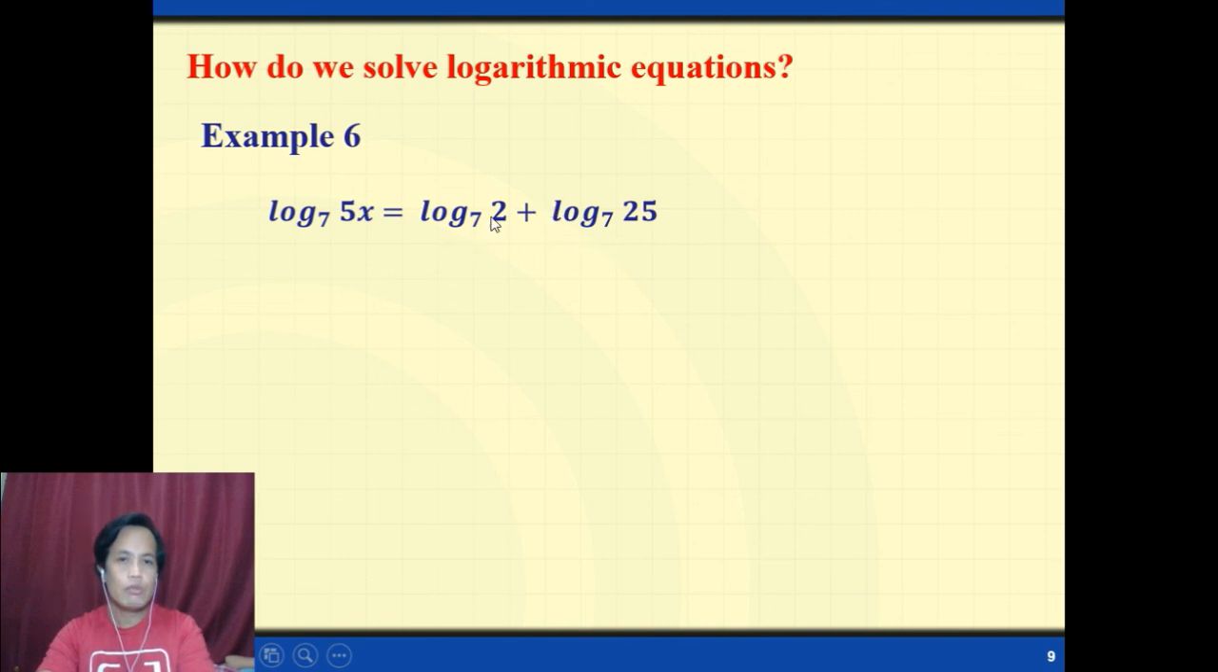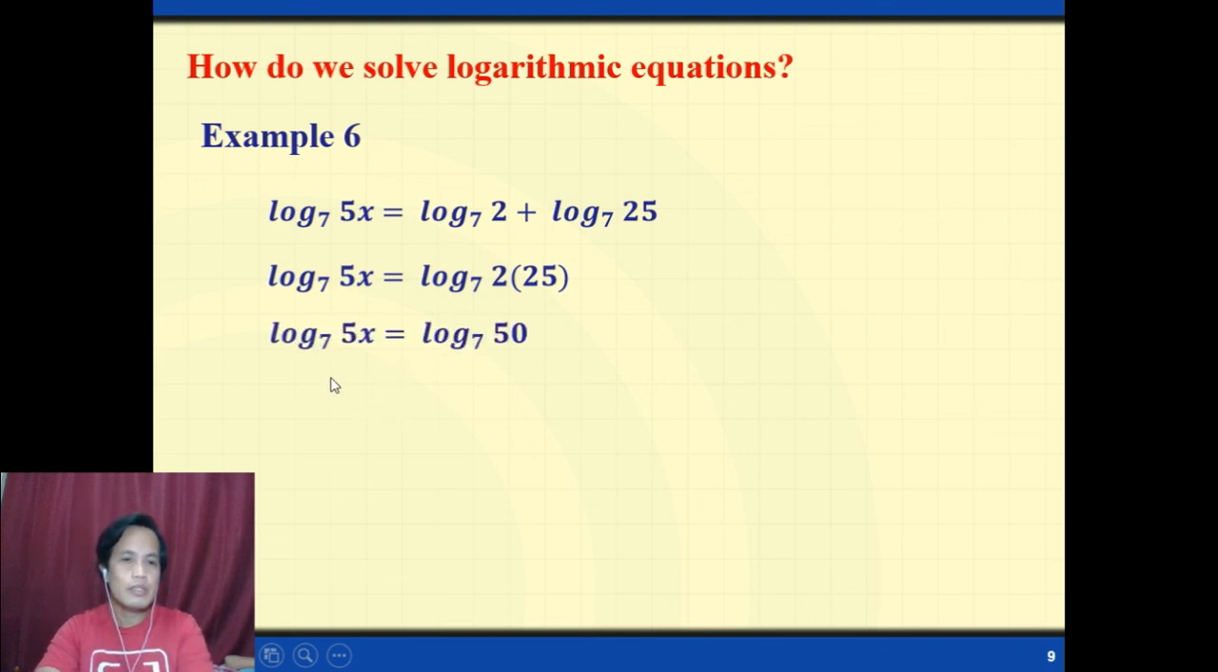So what we need to do is to combine these logarithms into single logarithm by using the product law, since this is plus. So when we use the product law, we will just simply multiply the 2 and the 25. So we just simply copy log of 5x base 7 equals log of, so we multiply 2 and the 25. So we have 2 times 25, log of 2 times 25 base 7. So this becomes log of 5x base 7 equals log of 50 base 7.